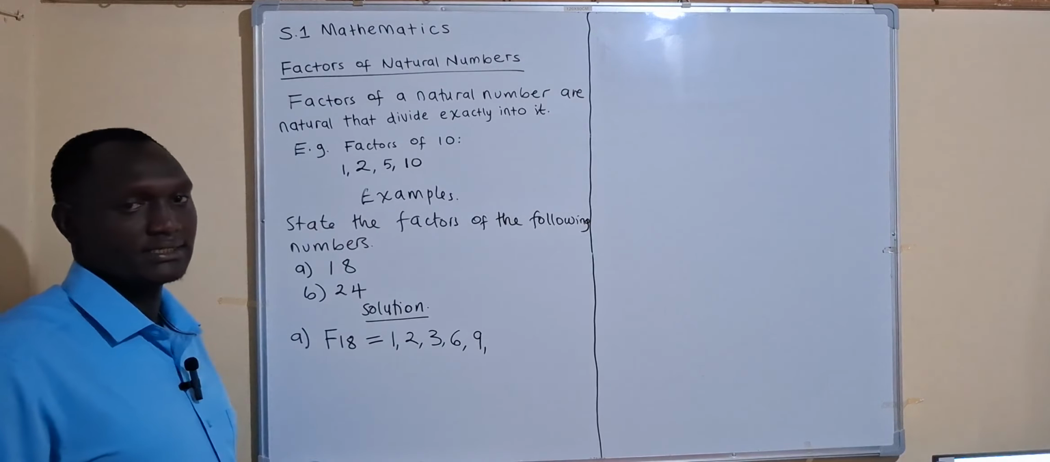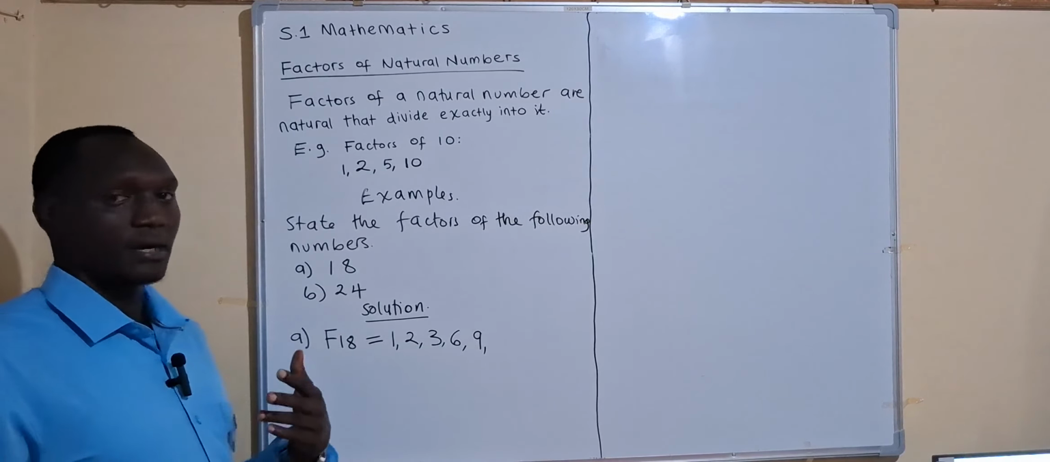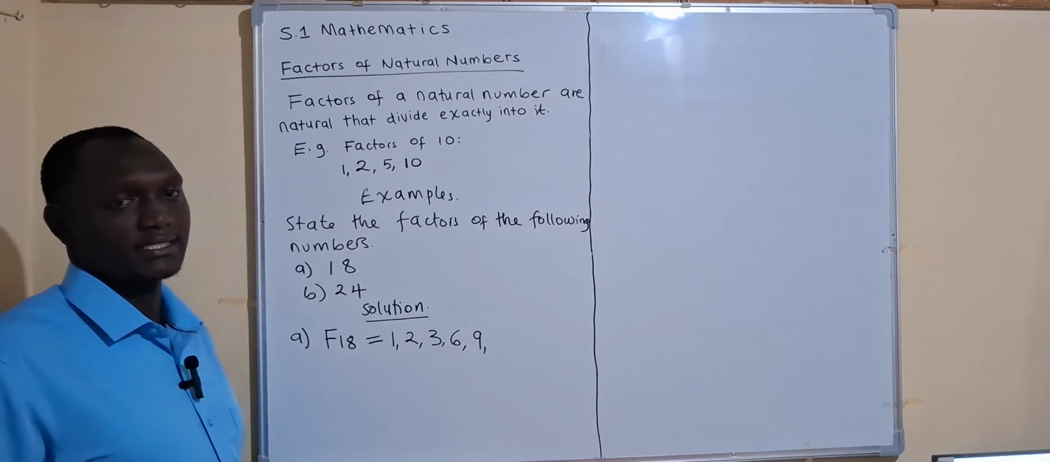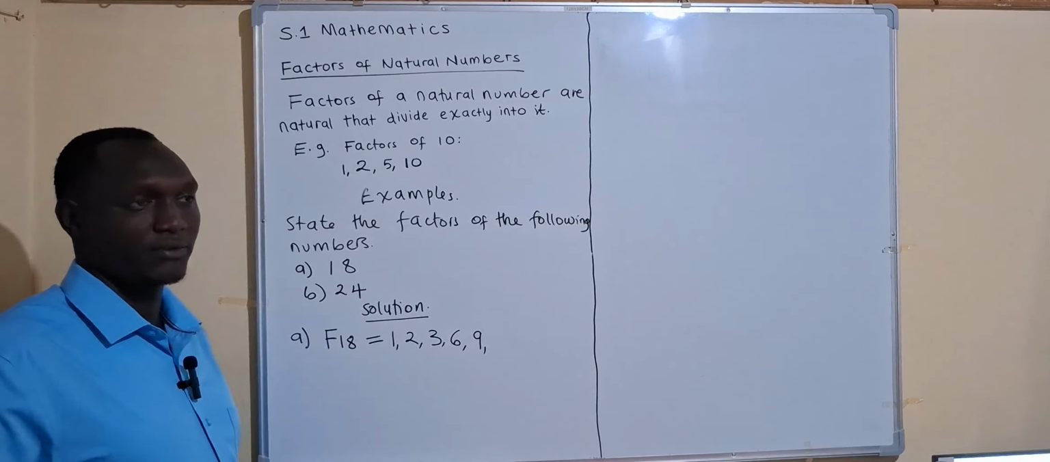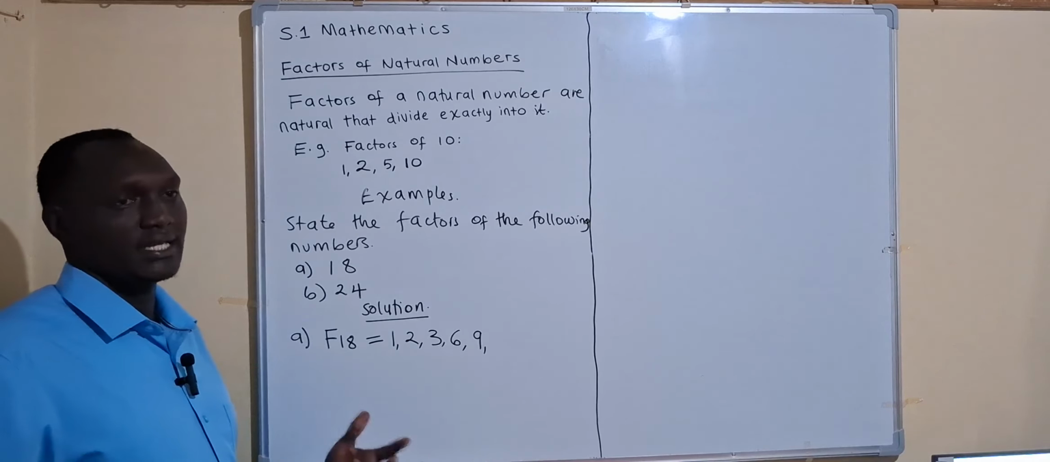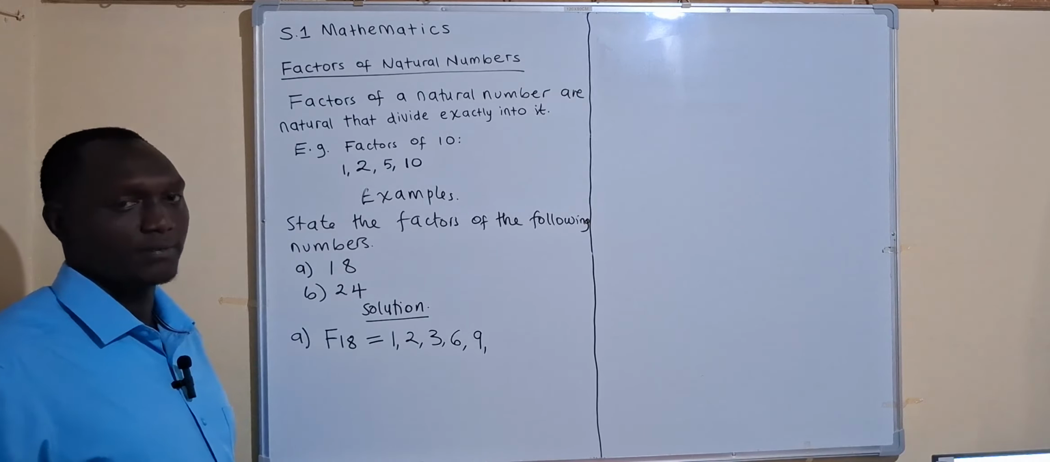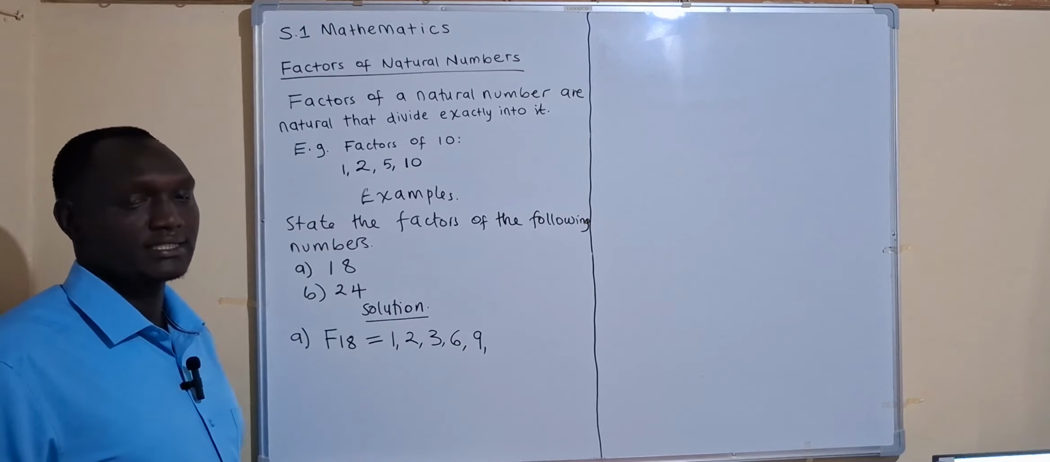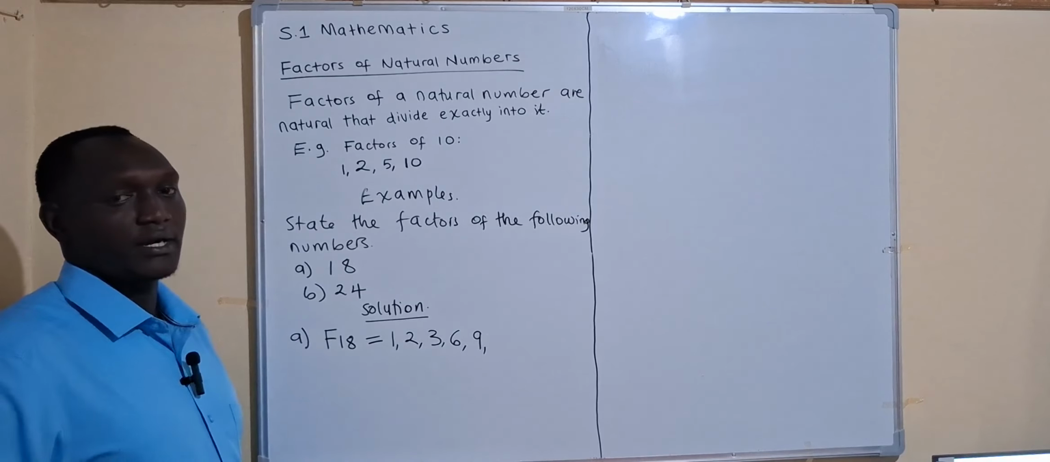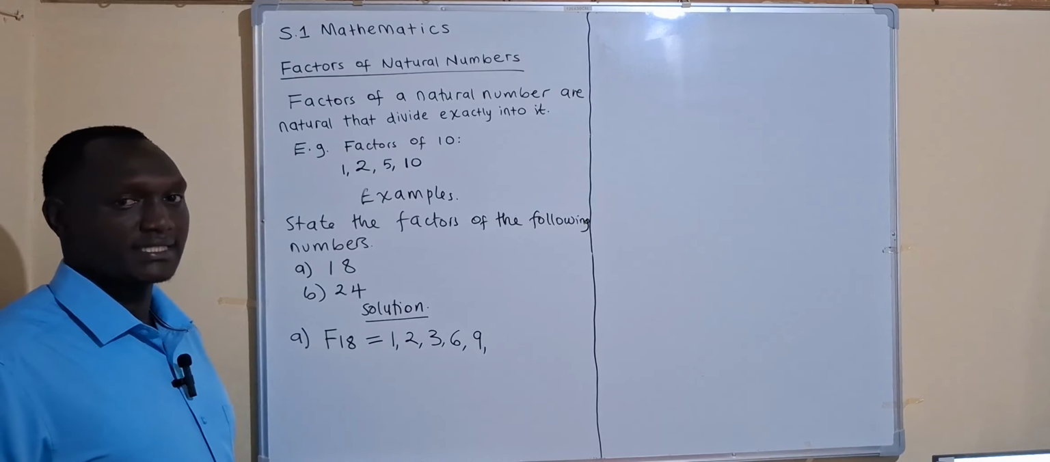What about 10? 18 divided by 10 is 1.8. What about 11? It will give you 1 point something. 12 is not a factor. 13 is not a factor. 14 is not. 15, 16, 17.